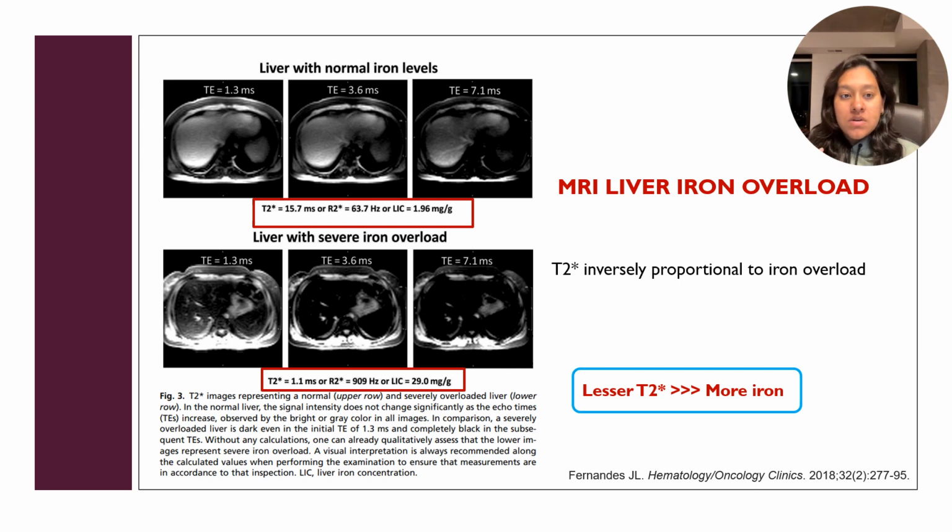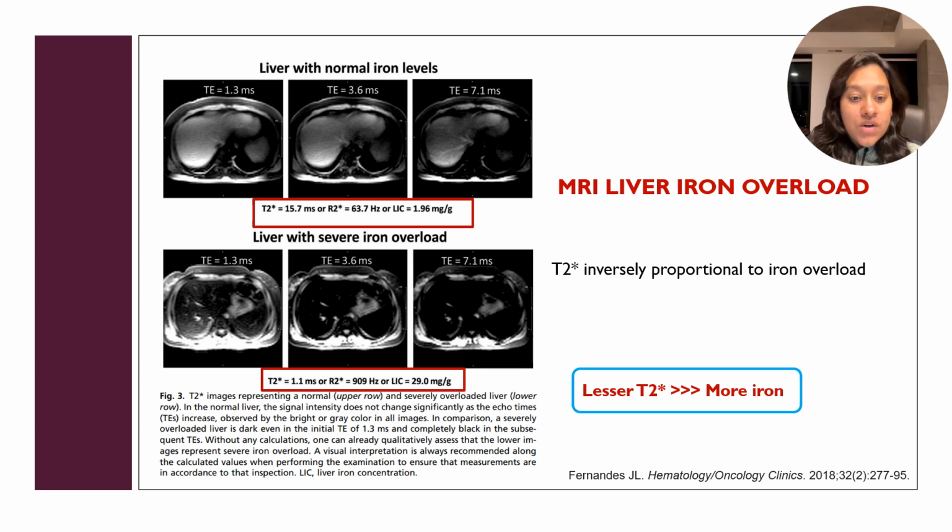So, in simple terms, different organs in the body have different magnetic properties, and this phenomenon is used by this technology to be able to identify iron overload. So, when I talk about T2 star, it refers to the relaxation time, which is again different for different organs, and the more the amount of iron in the body, the lesser will be the T2 star value.